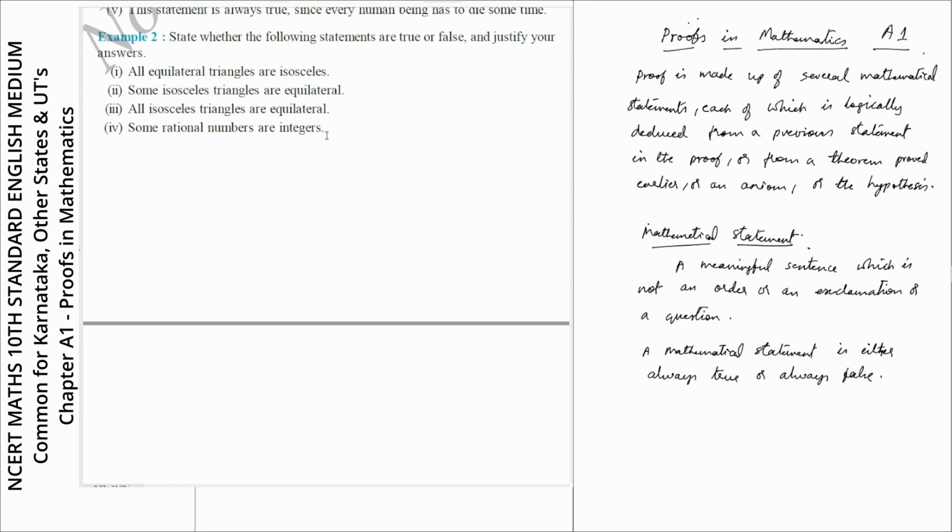And some rational numbers are integers. So some rational numbers, for example 5 by 1, is a rational number. 5 by 1 is also equal to 5, and 5 is an integer. And what is minus 7 by 1? Minus 7 by 1 is a rational number, and minus 7 by 1 is equal to minus 7. Minus 7 is an integer. Therefore some rational numbers are integers. This is true.